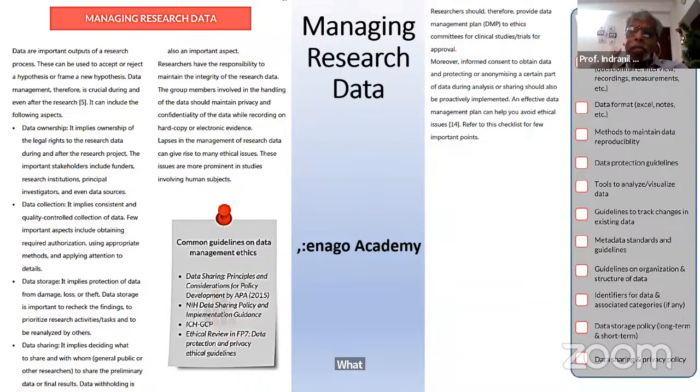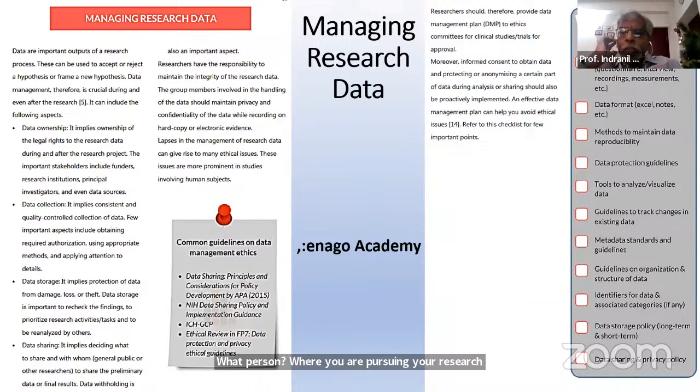So you should be very careful about your data collection. You should be almost very, very finicky about data collection. You must stick to very time-tested, strong methods. There should be no deviation.